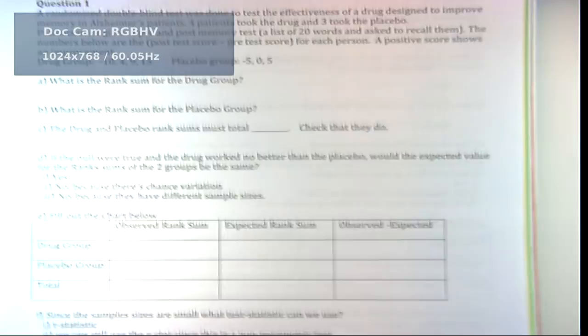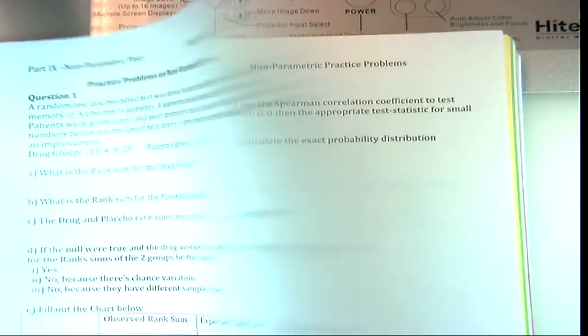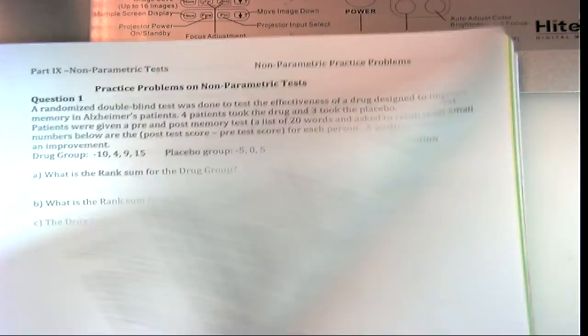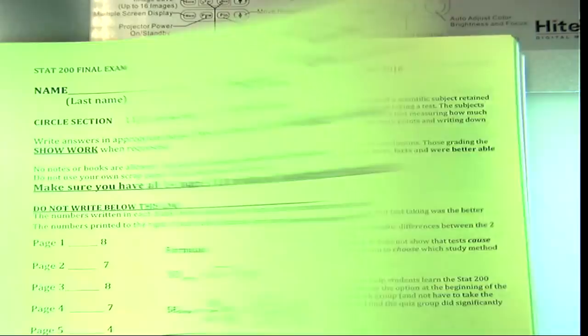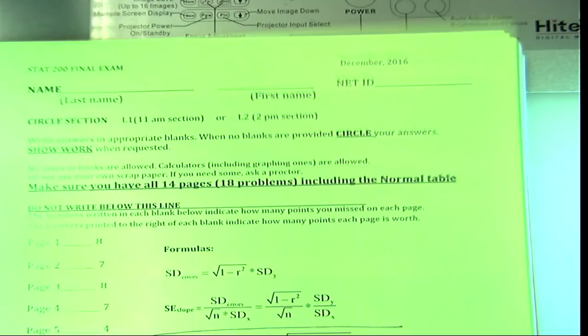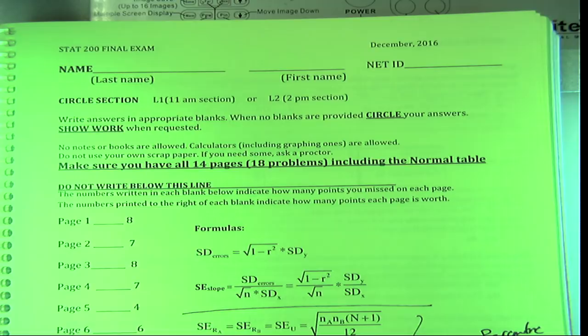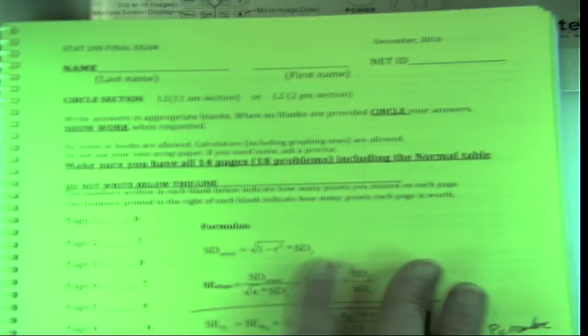So let's go to the document camera right now, and let's look at these practice problems on non-parametric tests. Right here, we could do those if you'd like, go through those quickly, just so that we could make sure everybody knows how to do those. And now the question is this. How many people have already looked at this? Raise your hand. How many people have not even looked at the practice final? Raise your hand honestly, totally honestly, high, so I can see.